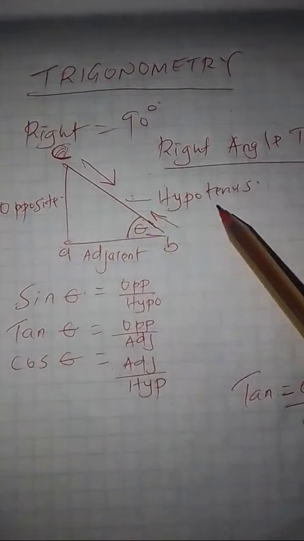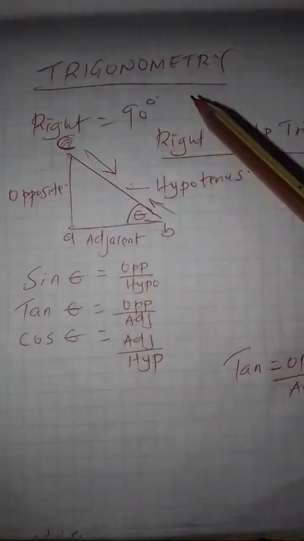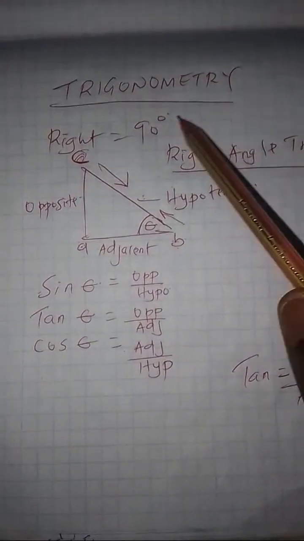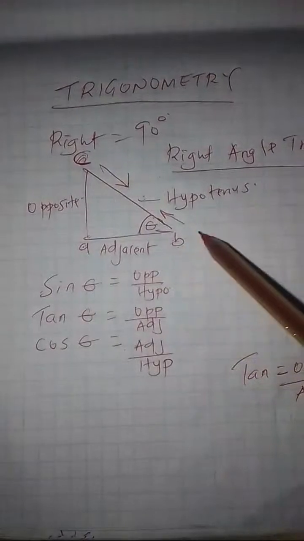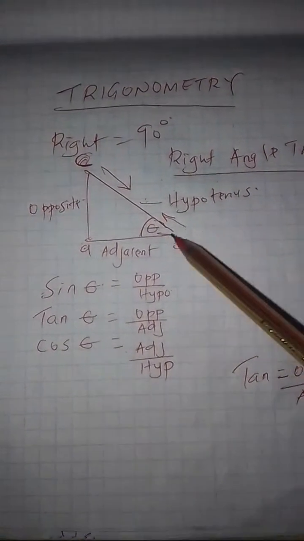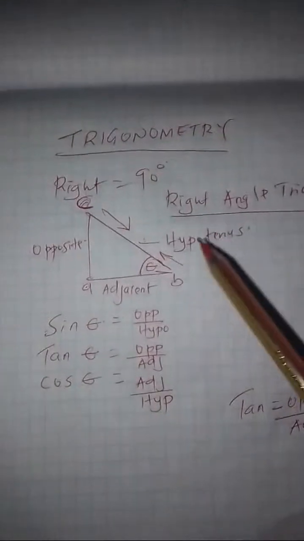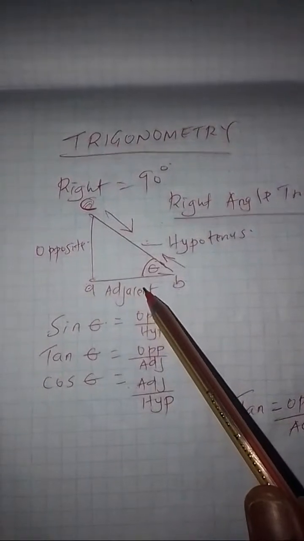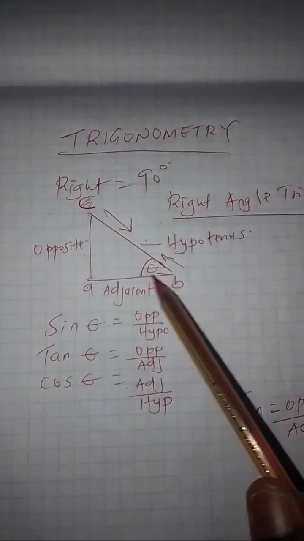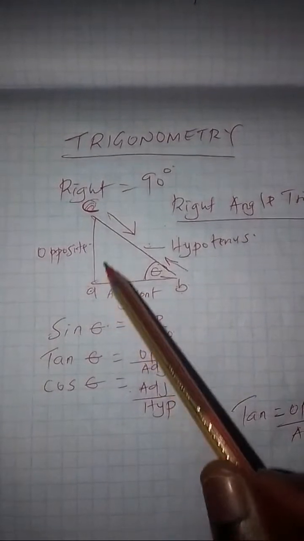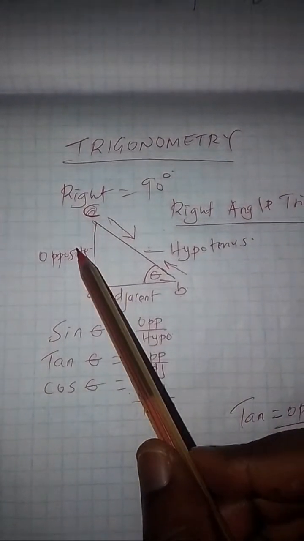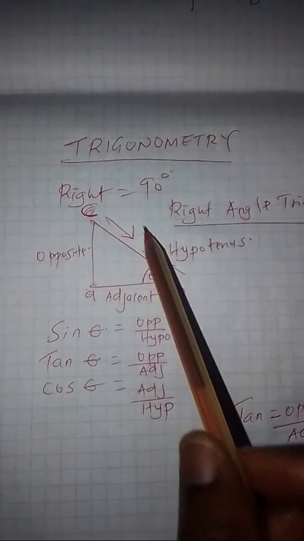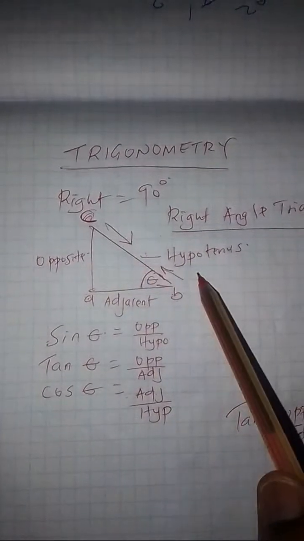Before I move to the next, I want us to grasp this content first. I've said that we use trigonometry in working out right angle triangles mostly. And in right angle triangles, we usually have the adjacent side, which we refer to as the base side. That is AB, adjacent. Then the opposite side usually refers to the height. Then the hypotenuse side usually refers to the slanting side.